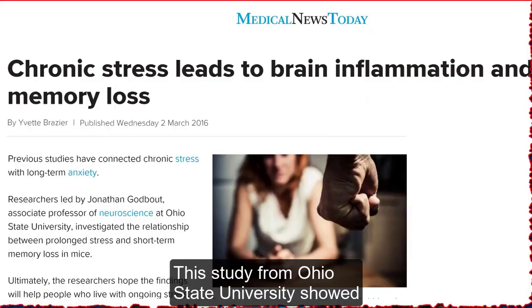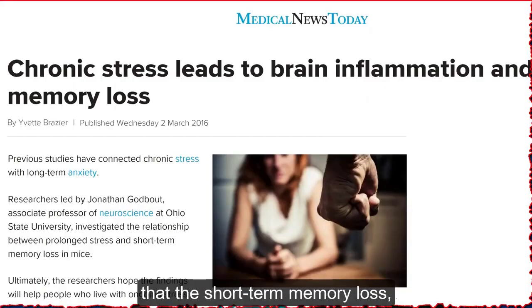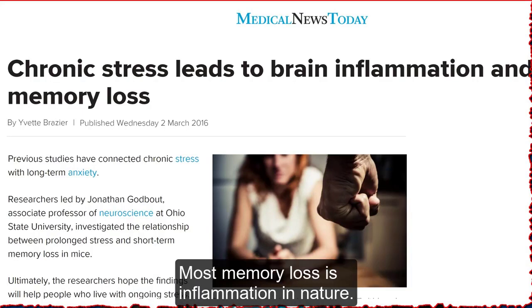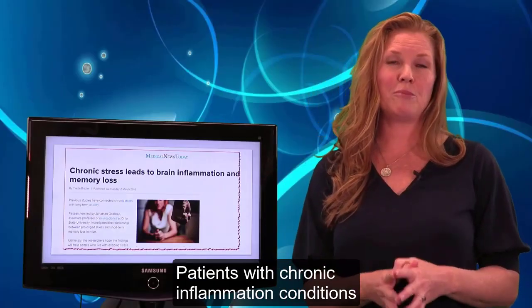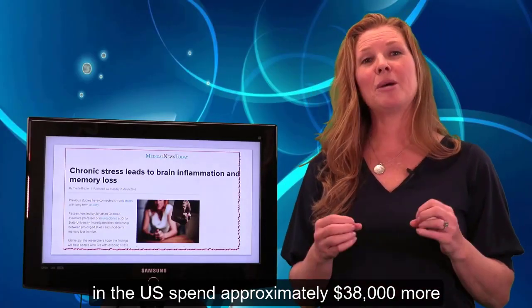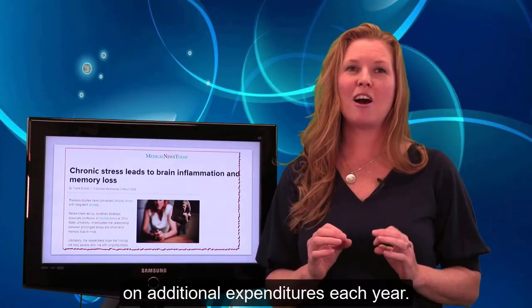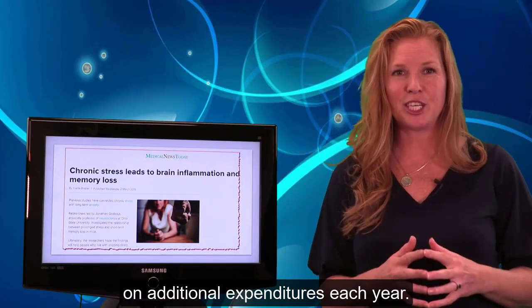This study from Ohio State University showed that the short-term memory loss, the memory loss you have today, the memory loss that is so frustrating, is linked directly to brain inflammation. Most memory loss is inflammatory in nature. Patients with chronic inflammation conditions in the US spend approximately $38,000 more on additional expenditures each year.